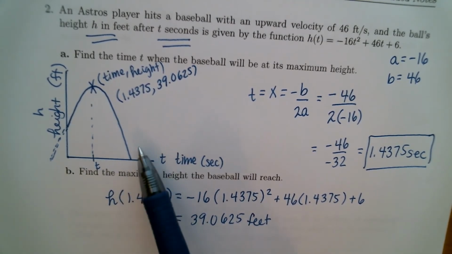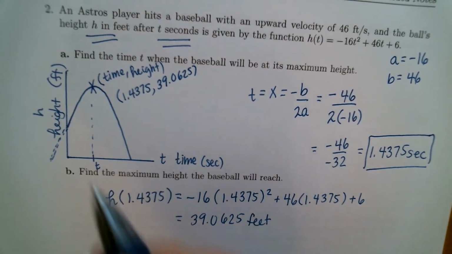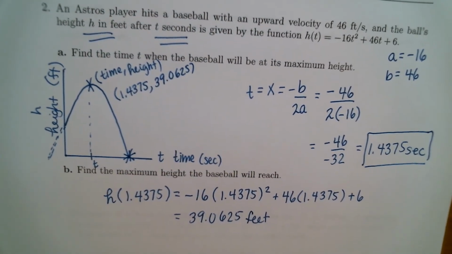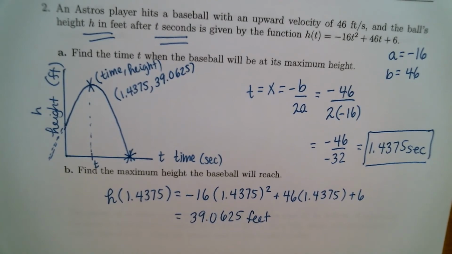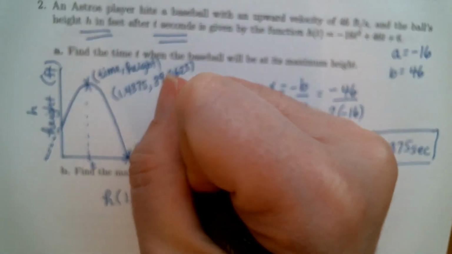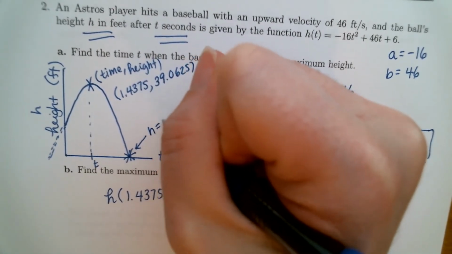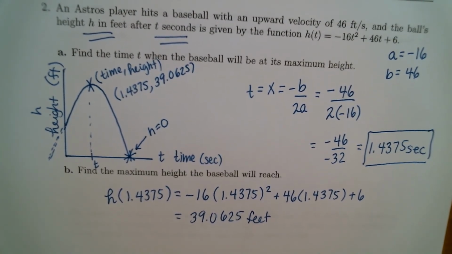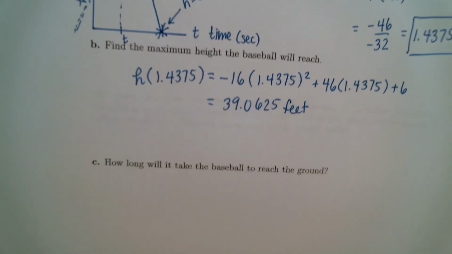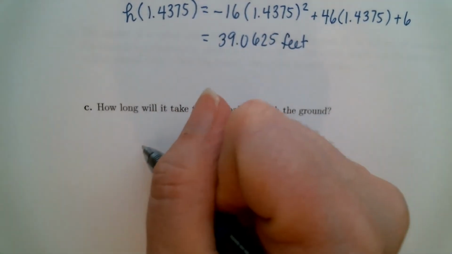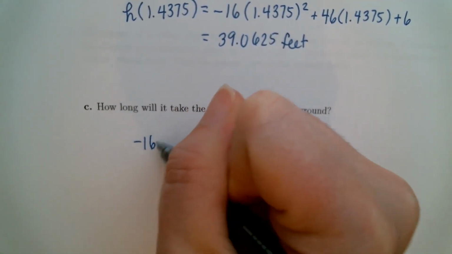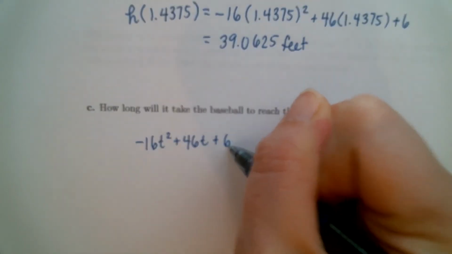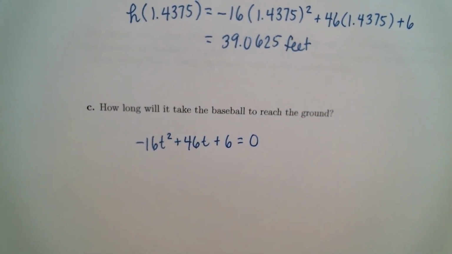So what you're going to do here, this is where the baseball is going to return to the ground. This is where it's going to hit the ground. And at this point, the height above the ground is 0. It's on the ground. So the height is 0. So what we're going to do is set our height equation equal to 0, and we're going to solve this.